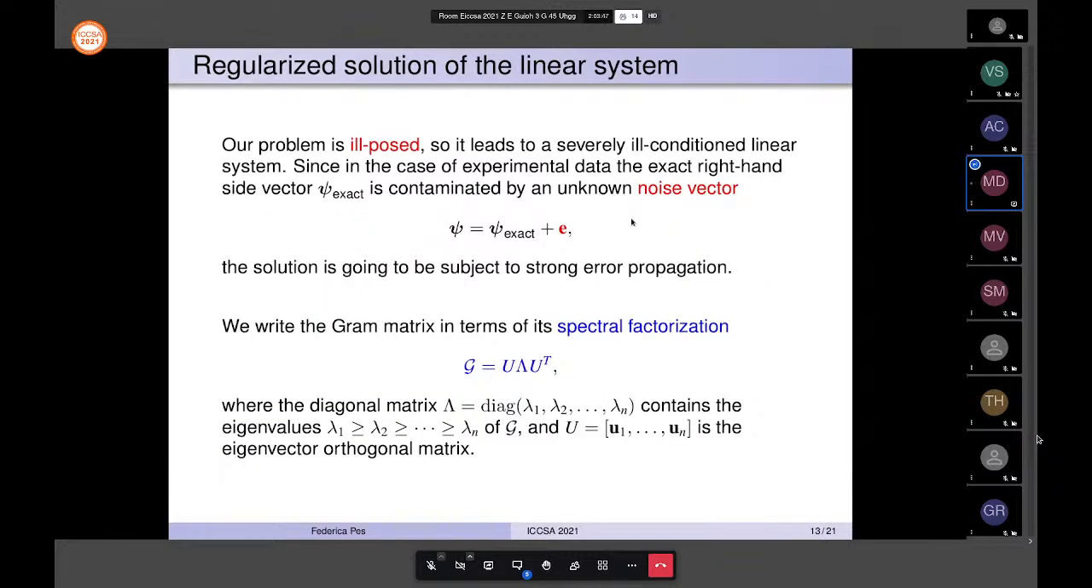Obviously, in application, the exact data are contaminated by a noise vector. We need to regularize the problem. First of all, we write the matrix G in terms of its spectral factorization, U lambda U transpose.